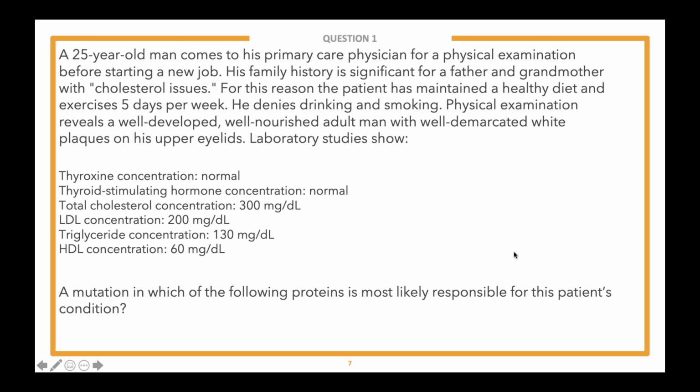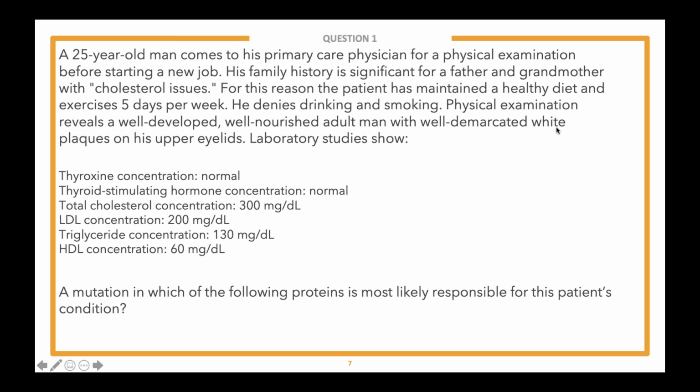A 25-year-old man comes to his primary care physician for a physical examination before starting a new job. His family history is significant for a father and grandmother with cholesterol issues. For this reason, the patient has maintained a healthy diet and exercises 5 days per week. He denies drinking and smoking. Physical examination reveals a well-developed, well-nourished adult man with well-demarcated white plaques on his upper eyelids.